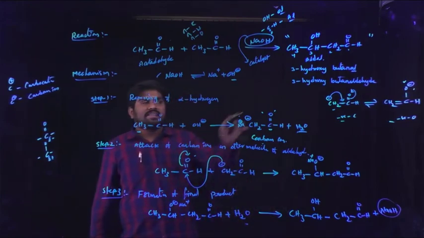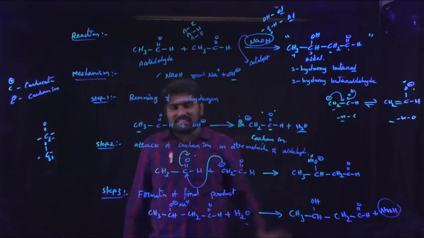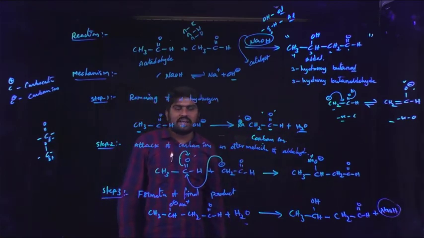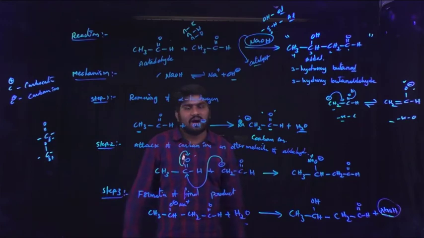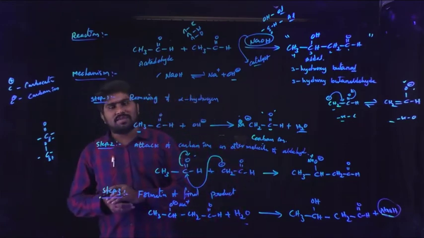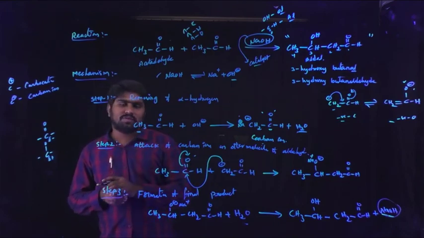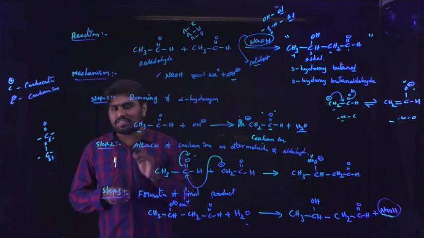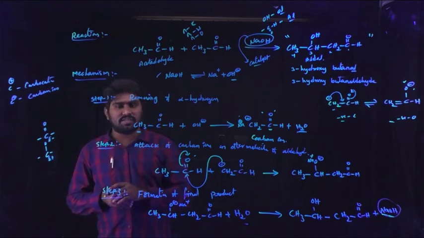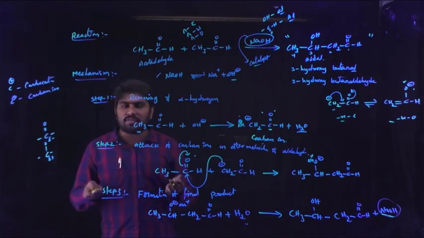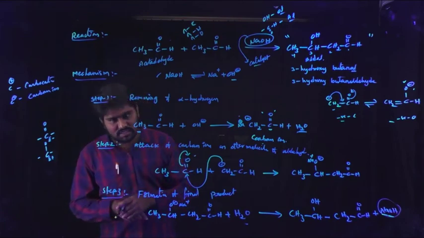That's why this product is called the condensation product. That is about aldol condensation. This reaction also takes place in the case of ketones, but ketones must have alpha hydrogens. Alpha hydrogen is a must. If there is no alpha hydrogen, no aldol reaction takes place.